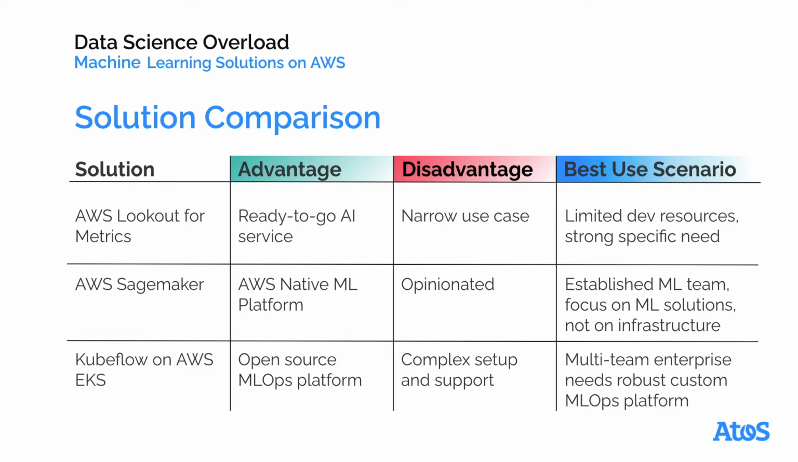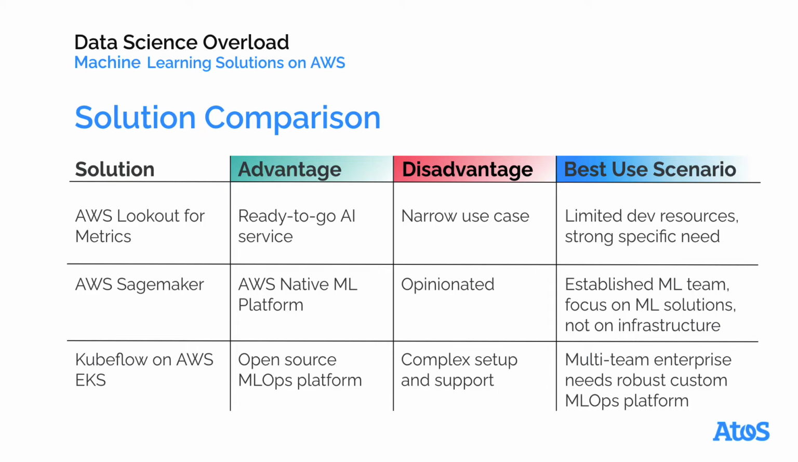We've covered a lot of ground looking at anomaly detection solutions on AWS. Let's briefly summarize the advantage, disadvantage, and best use scenarios for each of the following options. First, Lookout for Metrics. This is a ready-to-go AI service. It covers a fairly narrow use case, but if you have limited dev resources and a strong specific need, this could be a great solution for you.